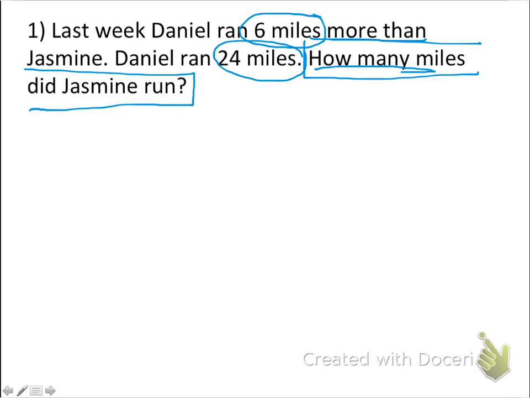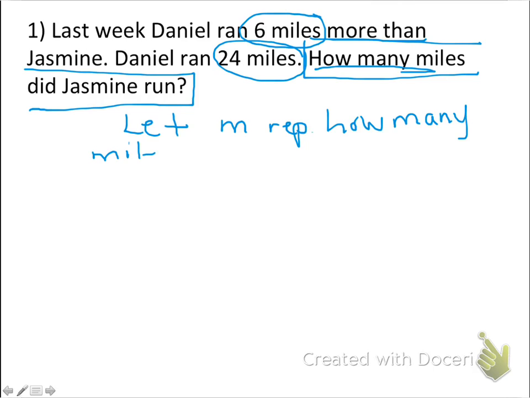Our let statement tells us what the variable represents. It's always going to be based off your question. So our question is, how many miles did Jasmine run? Our let statement will be let m represent, or just rep, how many miles Jasmine ran. Your let statement will always answer this final question. Your variable will represent whatever the question is asking you for.